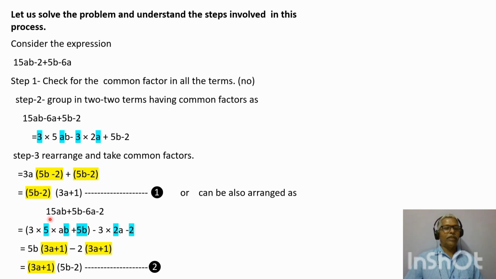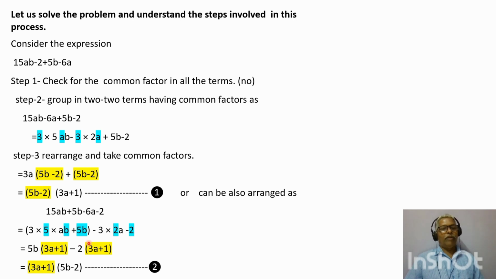15 is again written as 3 into 5, ab as it is. Look at it. Plus 5b, minus 6a is written as minus 3 into 2a, and minus 2 as it is. Now look at this. You can take 5b common. There is a plus sign here. So 3a remains here and plus 1 here. So 5b common. I have taken 5b common. 3a plus 1 remains here.